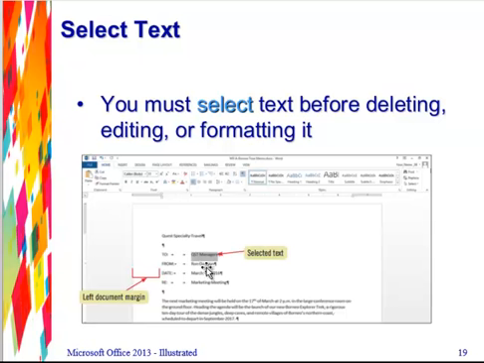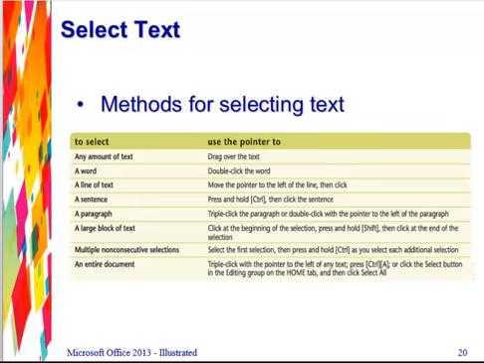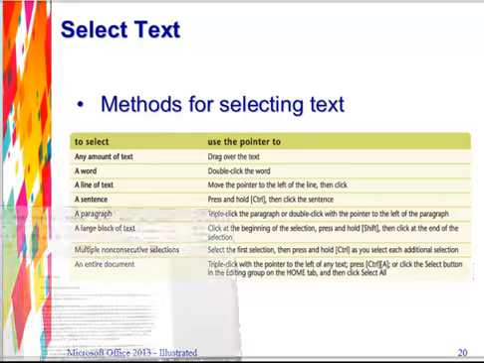You must select the text before deleting, editing, or formatting it. It shows it here how you've highlighted it, just like I showed you a minute ago. You can select any amount of text: a word, a line, a sentence, a paragraph, a large block of text, or non-consecutive selections, which you can do by holding down Control. If you want to select a large block of text, hold down Shift. And if you triple click with your pointer to the left of any text, that'll select the whole thing, and we'll show you that in just a second.